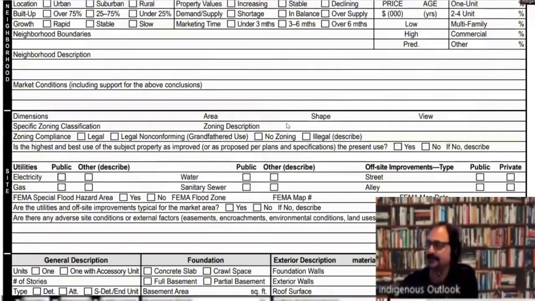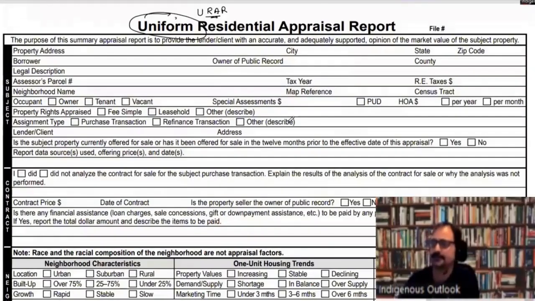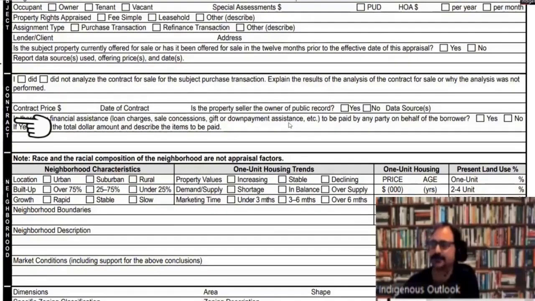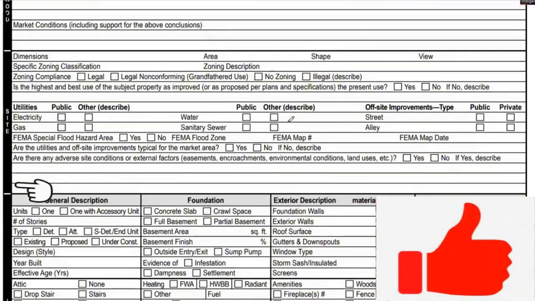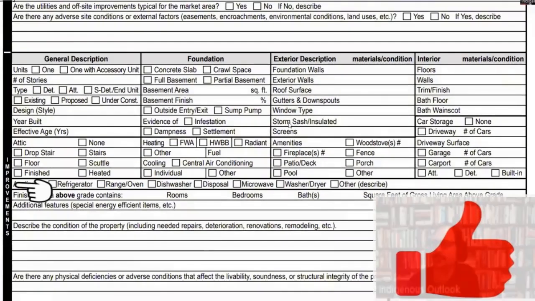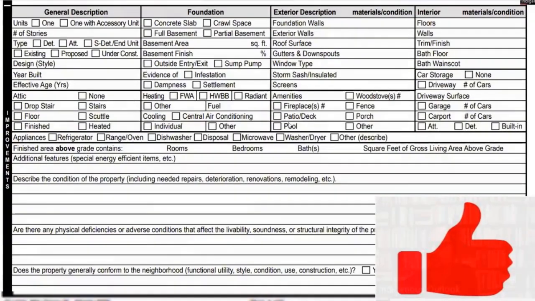Now it has been broken down into different sections. First section is subject. The second is contract, right? The third is neighborhood. And the fourth is site. And the fifth is improvements, right? What I told you.